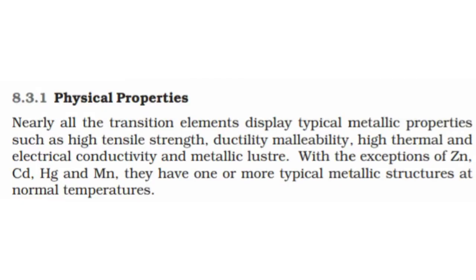8.3.1 Physical properties. Nearly all the transition elements display typical metallic properties such as high tensile strength, ductility, malleability, high thermal and electrical conductivity, and metallic luster. With the exceptions of Zn, Cd, Hg, and Mn, they have one or more typical metallic structures at normal temperature.